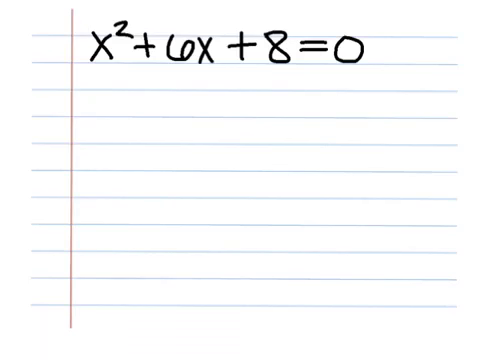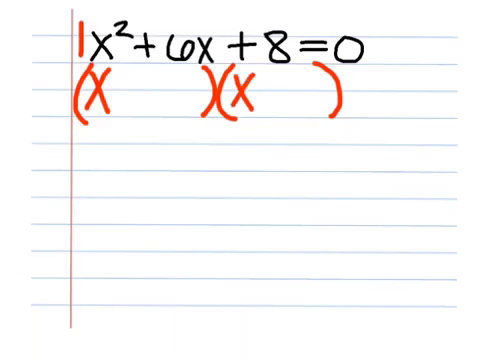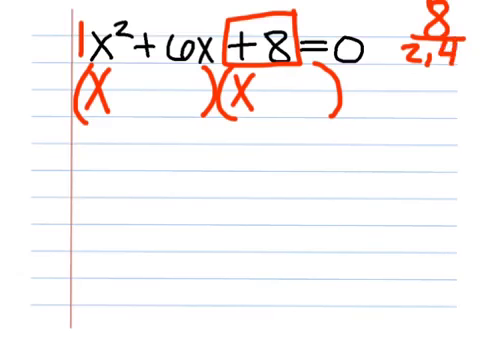Okay, we have x squared plus 6x plus 8 is equal to 0. We want to find our factors. We know since we have a 1 times x squared, our factors are going to start with x. We have a positive 8. We want to find the factors of our positive 8. What are the factors of 8? 2 and 4. What else? 1 and 8. Anything else?